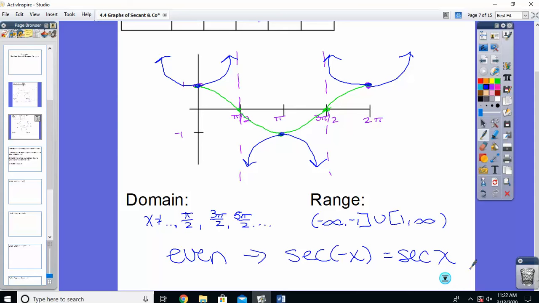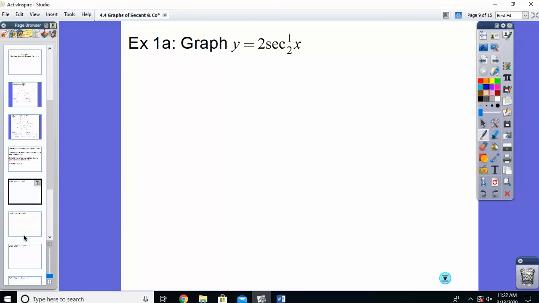So let's just go to our notebooks then and try graphing a couple. To start out just like we were doing a sine or a cosine, we're going to go through that list of information. What is the amplitude? 2.